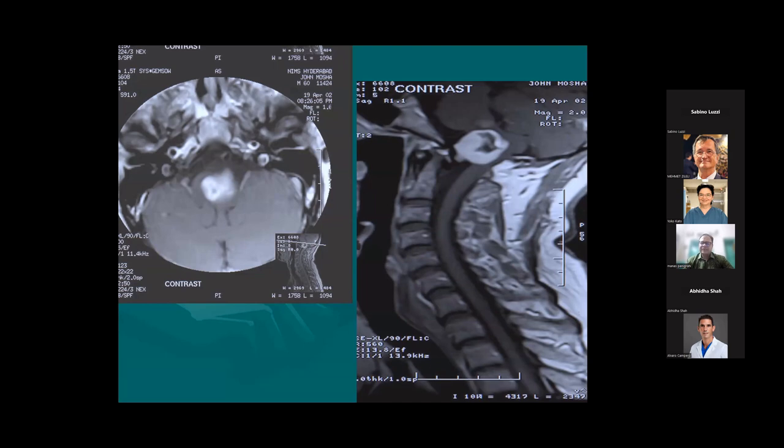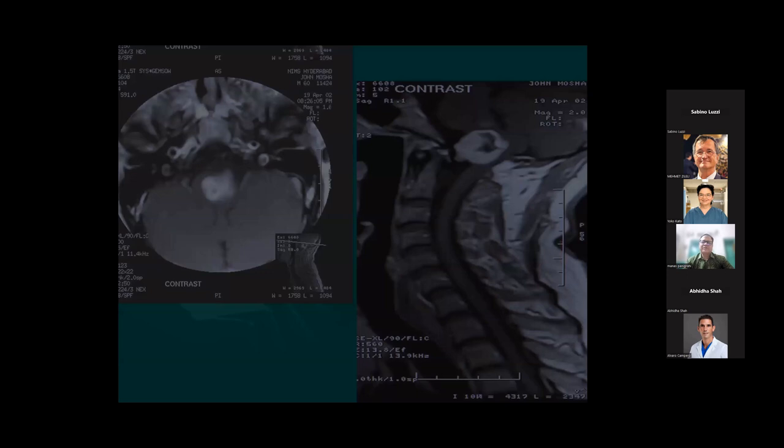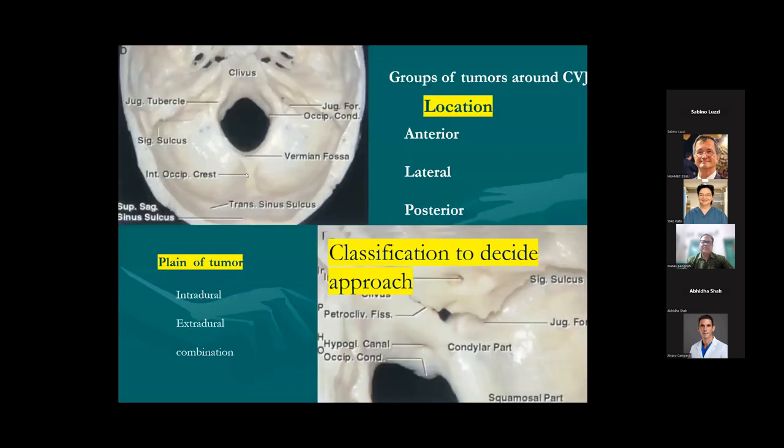But if the tumor cannot be seen on the surface, then one has to have an alternative approach. So to decide what is the best way, we classified the tumors depending on the location, whether it is anterior, lateral or posterior attachment, and the extent of the tumor, whether the tumor is purely intradural, purely extradural, or a combination of extradural and intradural. I'll give an example of each one.